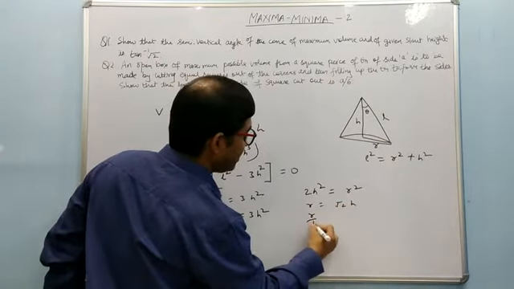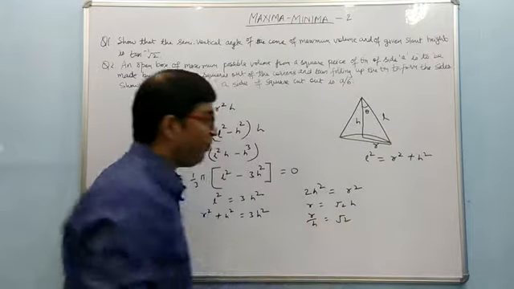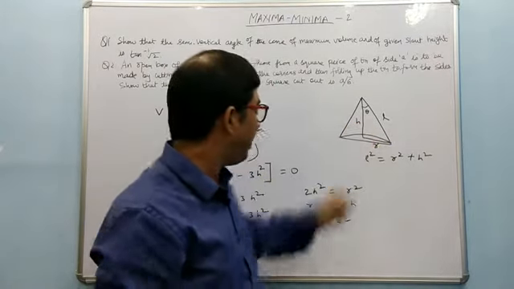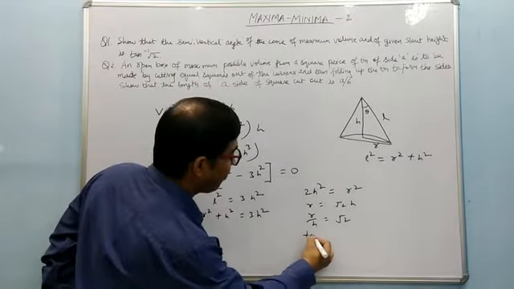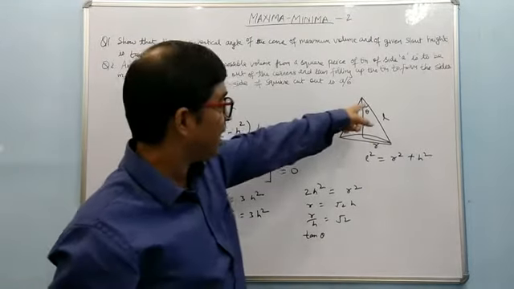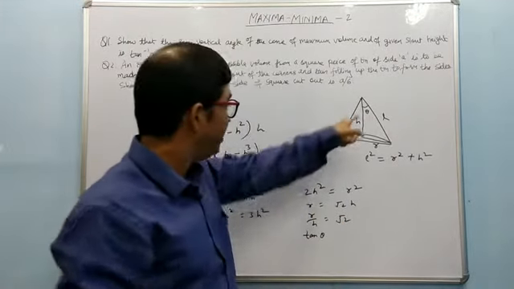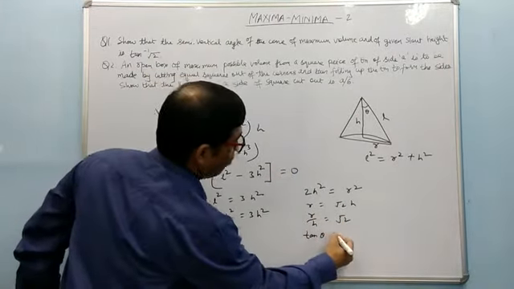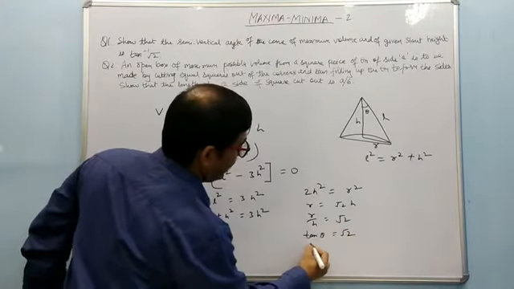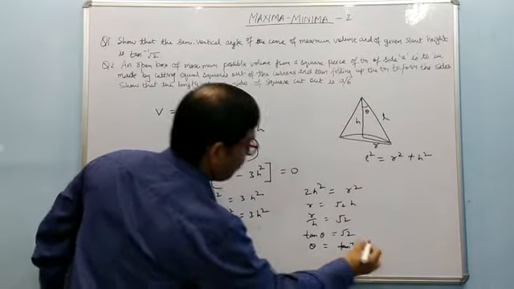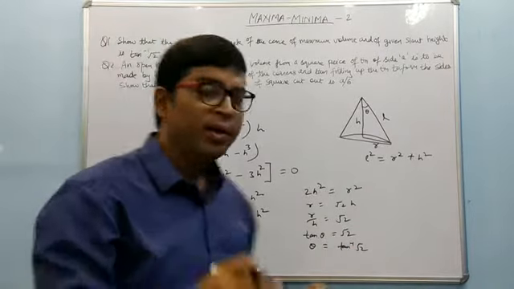So R by H is equal to root 2, and we see from the figure R by H, perpendicular by base, is tan theta. This is the semi-vertical angle. Complete is vertical, semi means half of the vertical. So this tan theta is coming out to be root 2, and you know that theta will come out to be tan inverse root 2. So the thing is proved.